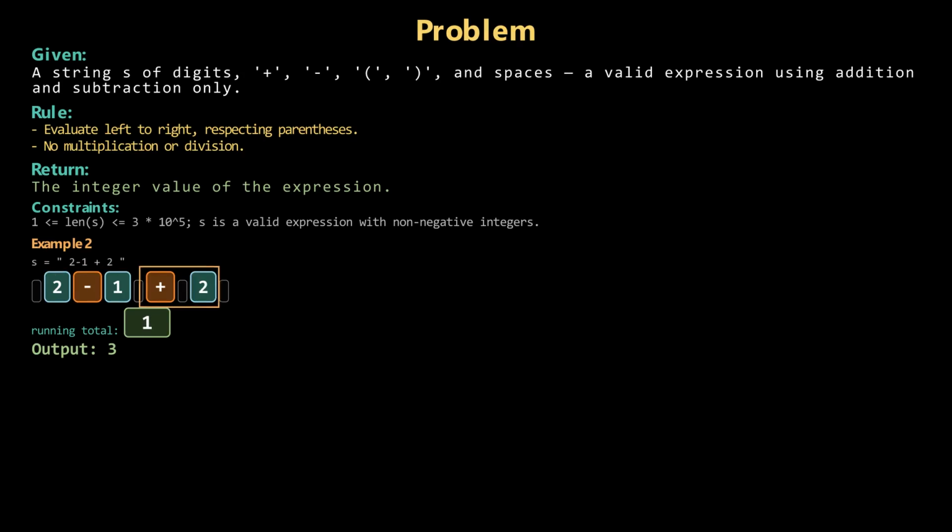Example 2, 2 minus 1 plus 2. 2 minus 1 leaves 1, then plus 2 finishes at 3. Spaces are ignored, only the signs and digits matter.